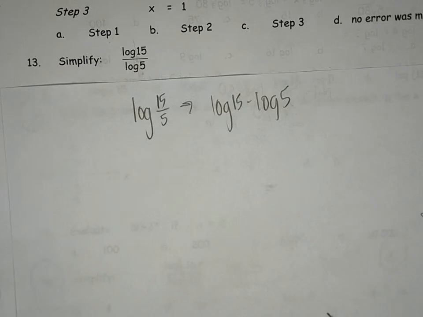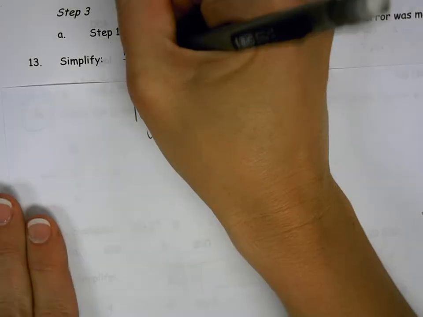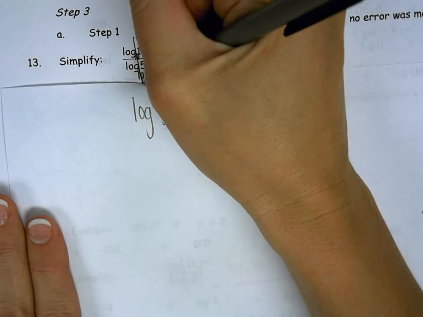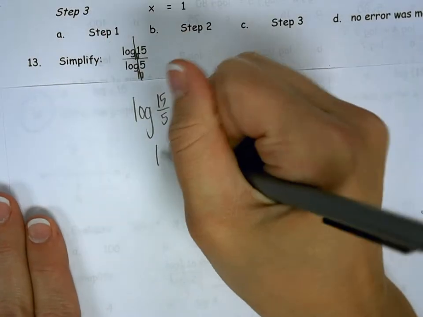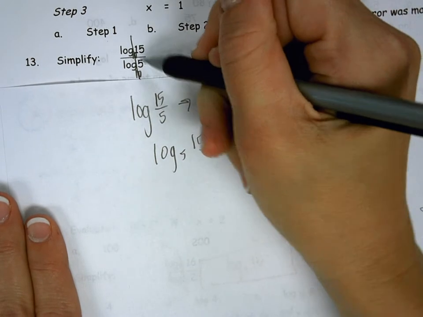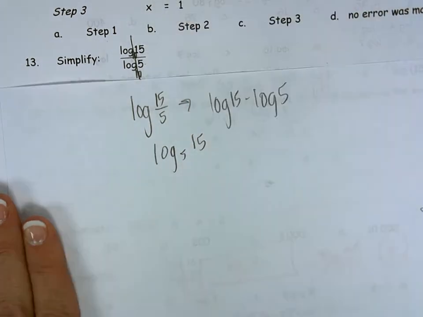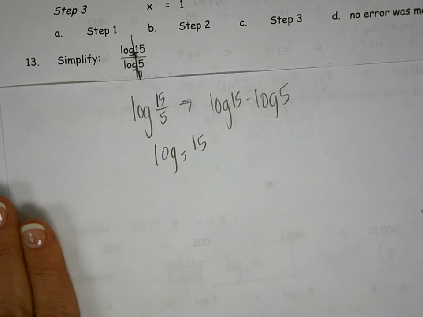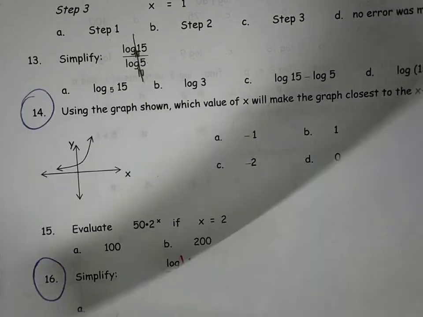But this has a log over a log. So when you have a log over a log and you want to write it as a single log, remember that these are actually base 10s, right? And you cancel those bases out, and then this ends up becoming log base 5 of 15. So your bottom number becomes your base number, and then the 15 stays there. Are we good there? All right, 14.